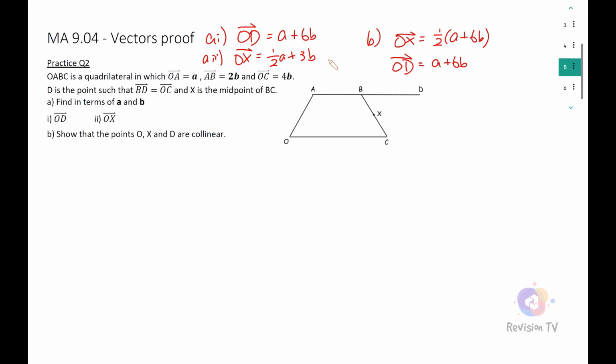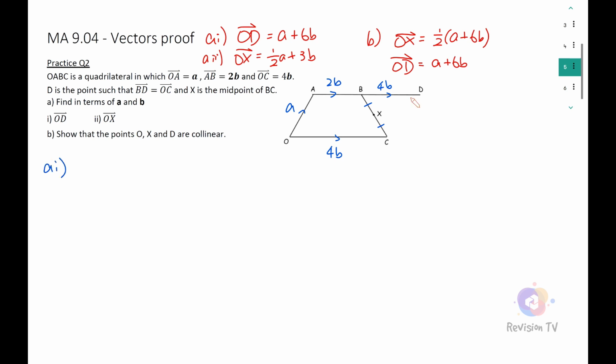All right. So I'm going to read the question first. OABC is a quadrilateral in which OA equals a, AB is 2b, and OC is 4b. D is the point such that BD equals OC. So we're told BD has the same length as OC, so BD is 4b. And X is the midpoint of BC. Find in terms of a and b, OD.